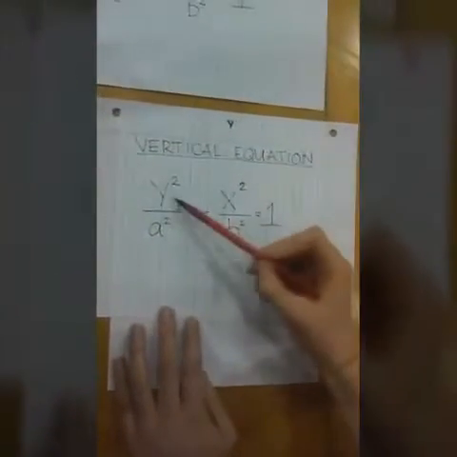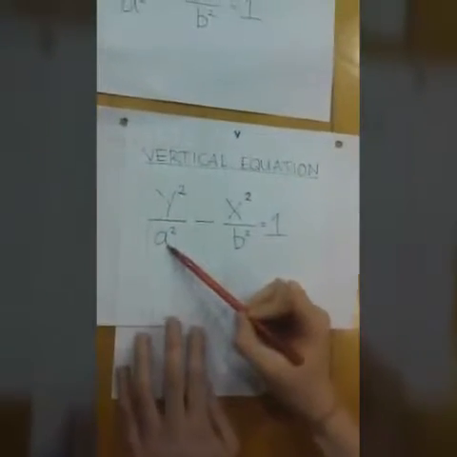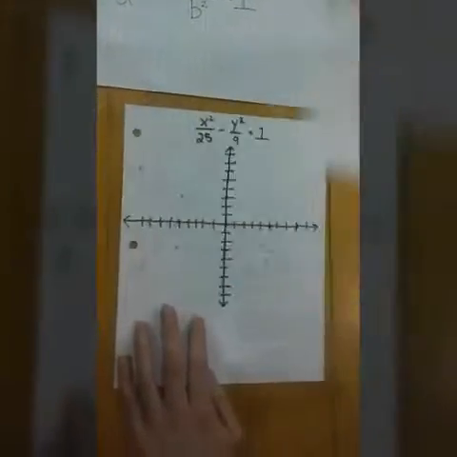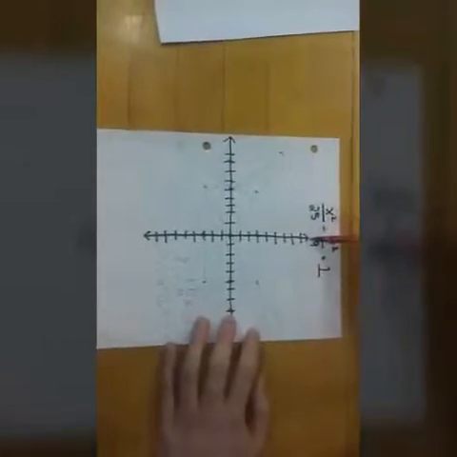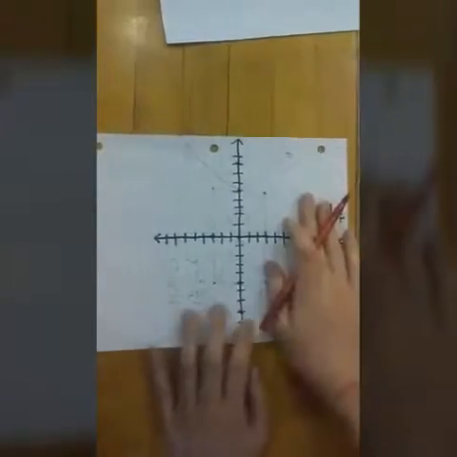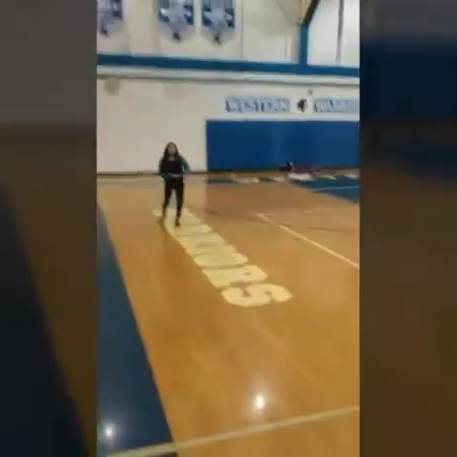The equation for that is y squared over a squared minus x squared over b squared equals 1. That graph is going to look like this, where this is the x-axis, and this is the y-axis. There you go, Paula. Thank you, Coach. Paula. Yes, Coach. Warm-up time.